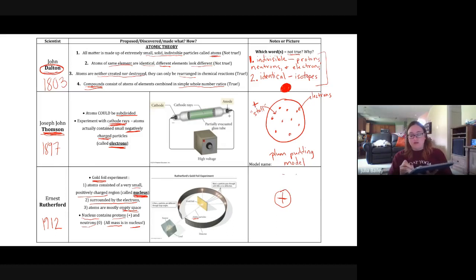So then Rutherford had his model of the atom, which was basically there's a positively charged nucleus in the center, and electrons just sort of hang out around the outside. Like, they're just chilling out there, just floating around randomly. Goodbye, plum pudding model.